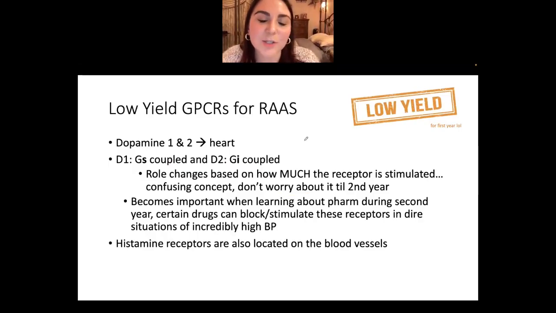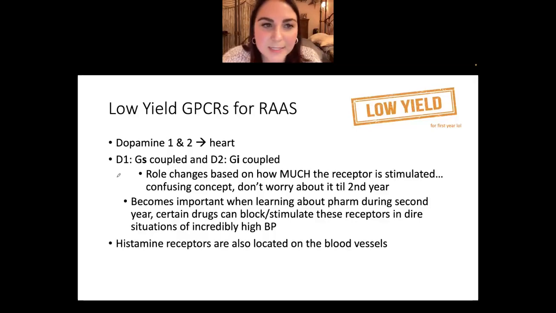This is a GPCR, super low yield. I debated putting this slide in, but I did want to tell you guys about these because these will come up second year. I would bet money you do not need to know these for first year. There are pharm medications for heart failure and for hypertension that are dopamine agonists and antagonists. So dopamine receptors also play a role in the heart. If you stimulate either one of them, you can have changes in your blood pressure. You can vasodilate, whatever. So that's what I put here.